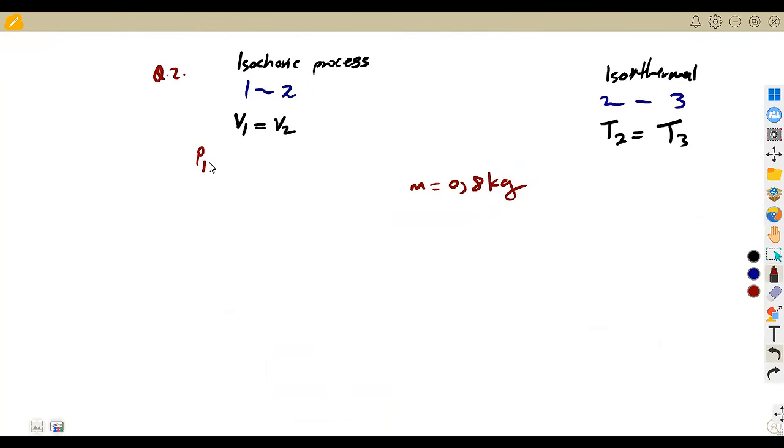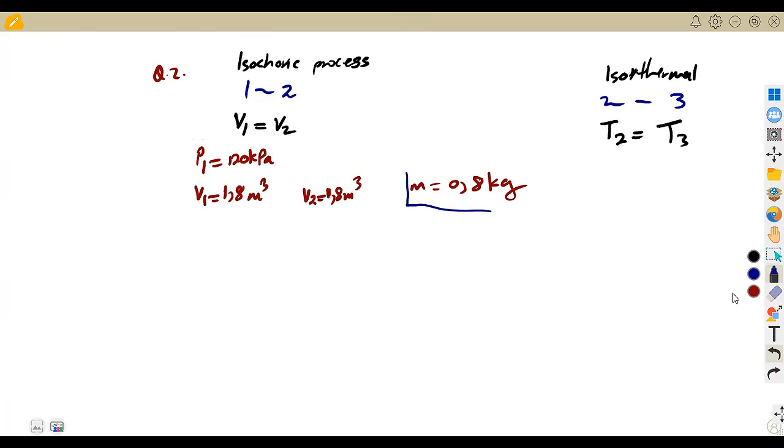So we're given P1, which is the inlet pressure of 120 kilopascal, and also V1, which is 1.8 cubic meters. But remember, we said V1 is equal to V2. So we also have V2 from this condition, which is also 1.8 cubic meters, since these two are equal. That is the condition that we are going to obtain in this case.